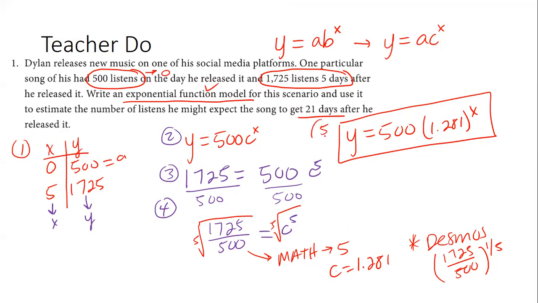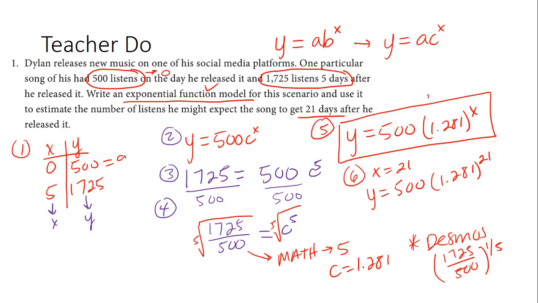So we created our exponential model. Now step 6 is, it says 21 days. Can I now figure out where it's at in 21 days? Yes, because I know if x equals 21, what happens, right? So I'm now going to plug in y equals 500 times 1.281 to the 21. Does that make sense?